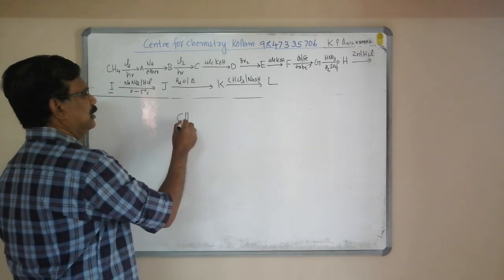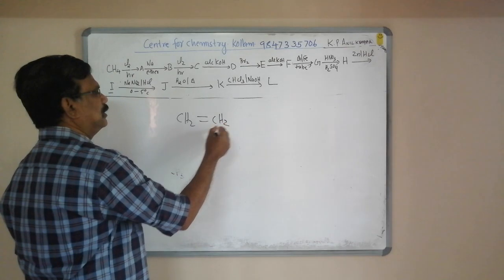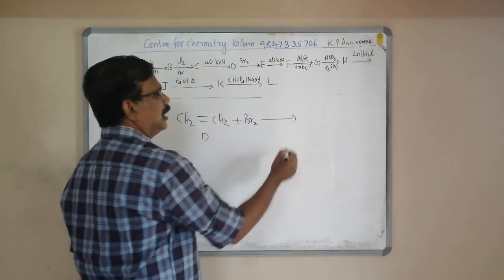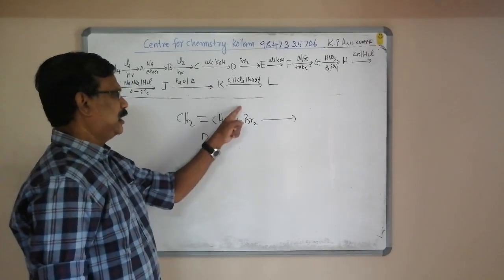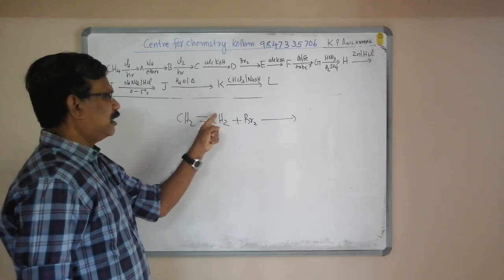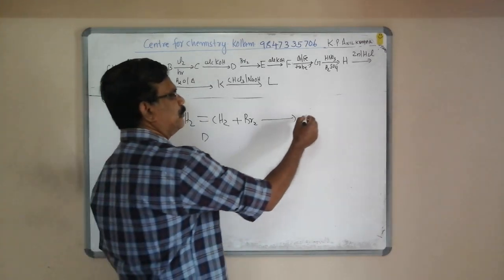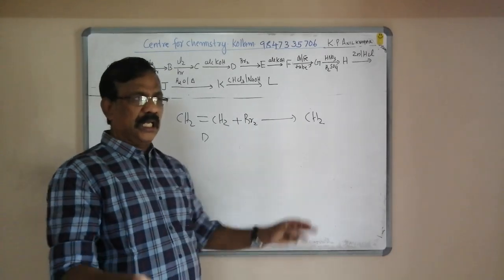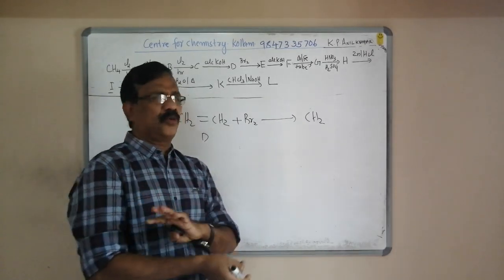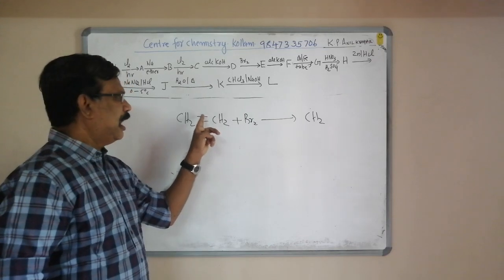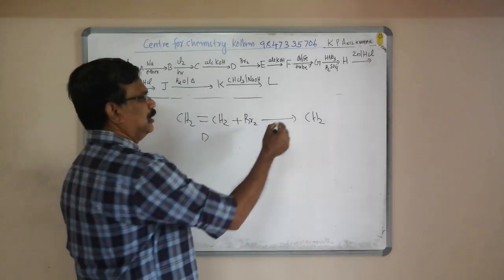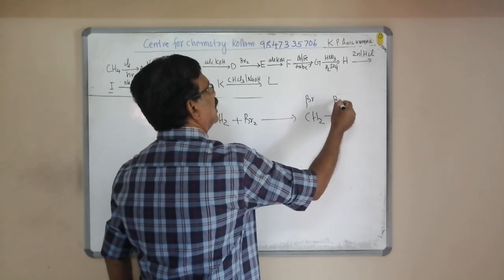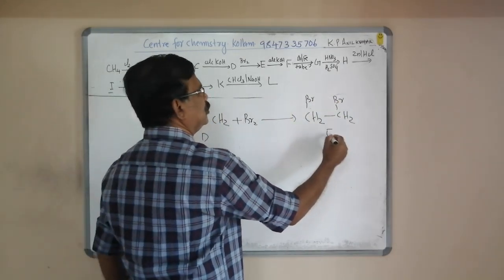Then D to E. Ethene, capital D, on treating with bromine undergoes an electrophilic addition reaction. One bromine atom goes here, another bromine atom here, and the double bond becomes single. After addition, an unsaturated compound becomes saturated, whereas after elimination a saturated compound becomes unsaturated. The product is CH2Br-CH2Br, capital E.